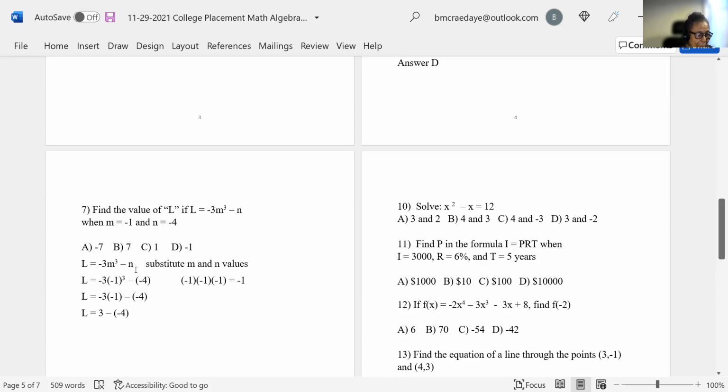3 plus a minus 4. And what's a minus times a minus? A minus times a minus is a plus. That's right. So this will then be equal to 3 plus 4. And what's that equal to? 7. So what's your answer? B. That's right. Answer B.